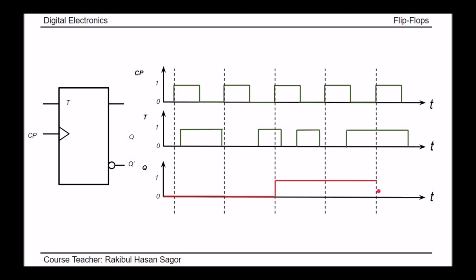At the next triggering point, we see T equal to 1. So when T is equal to 1, it will toggle the previous value. What is the previous value? Previous value in this case is 1. So 1 will come back to 0 and it will continue. I hope all of you understood.